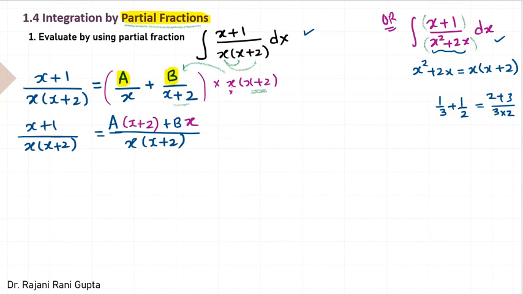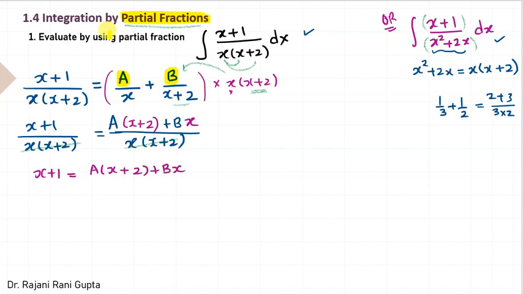Now, we say that these two sides are equal, so the denominators are the same and we can cancel them. It's the same as saying that x plus 1 is equal to A times (x plus 2) plus B times x.